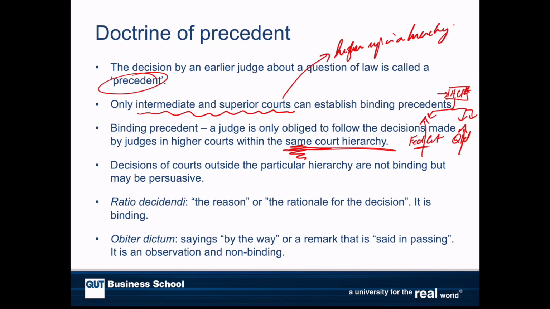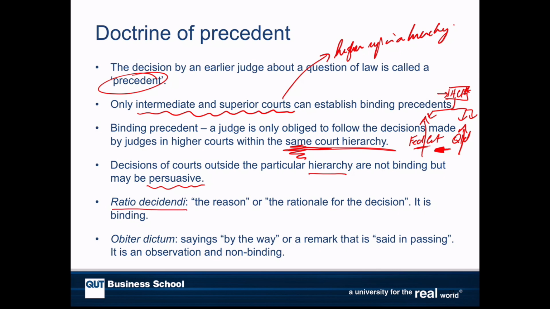Decisions of courts outside the hierarchy are not binding, but they can be persuasive. That means the judges take a lot of notice. So here in the Queensland hierarchy, they might take a lot of notice of what was decided in a federal court. They don't have to follow it, but they may take a lot of notice.